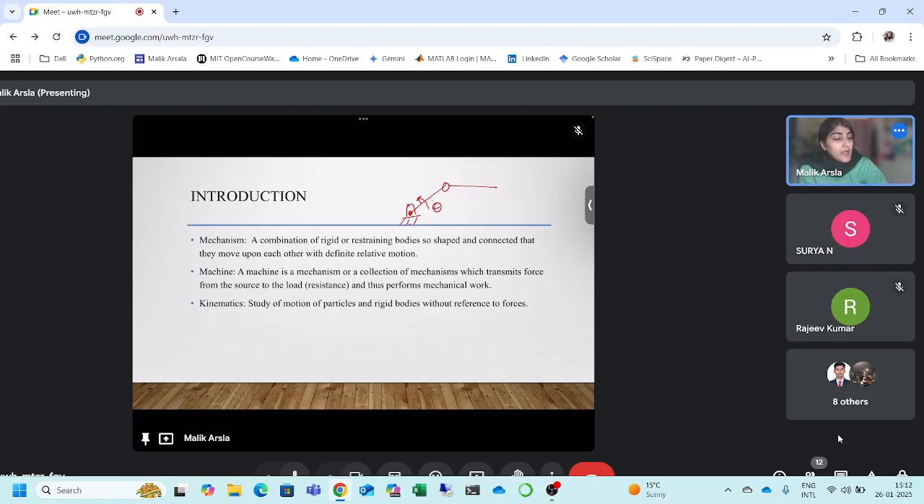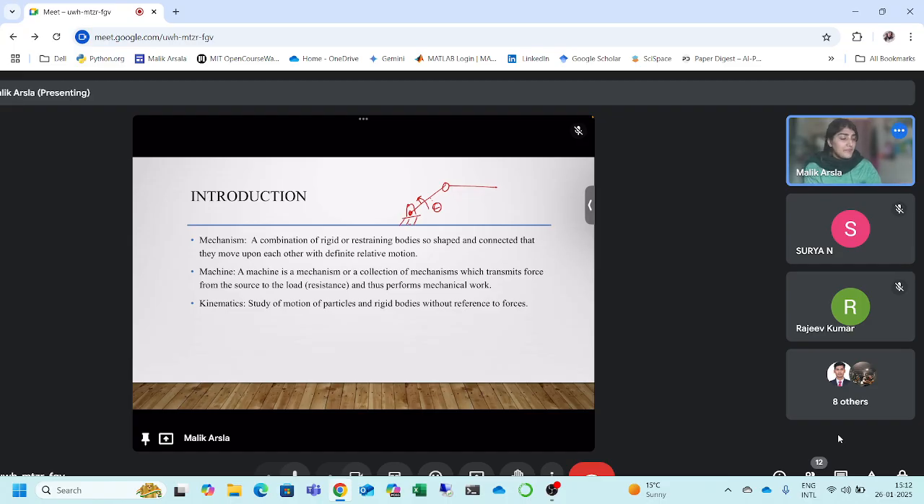Now, after mechanism, we learn what a machine is. This is just a summary of what you have already gone through. Whenever you are joining a live session, you are expected to go through the week's lectures so that you can understand better and easily solve the problems.